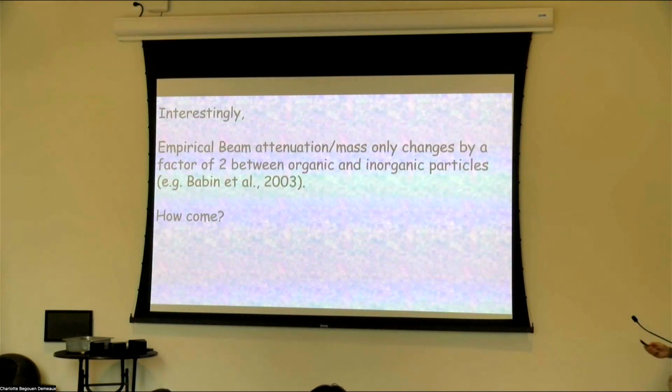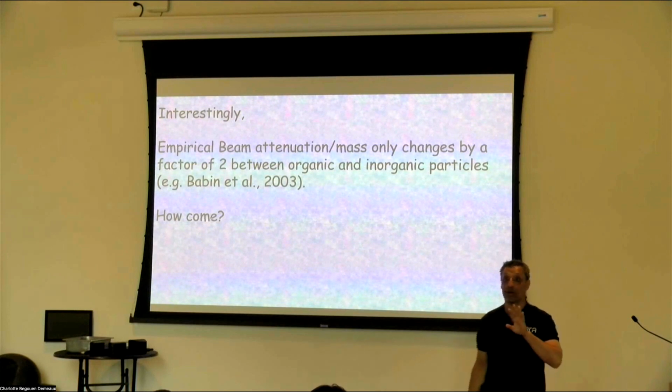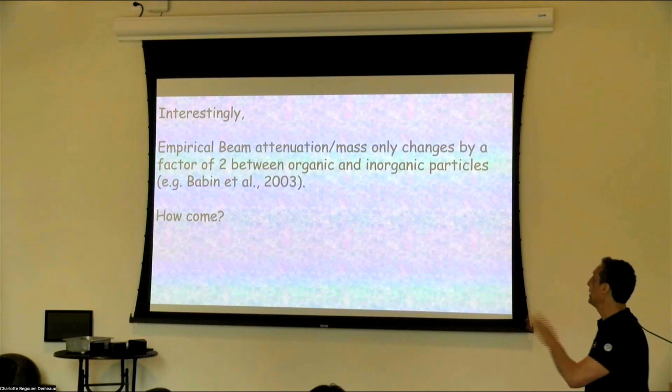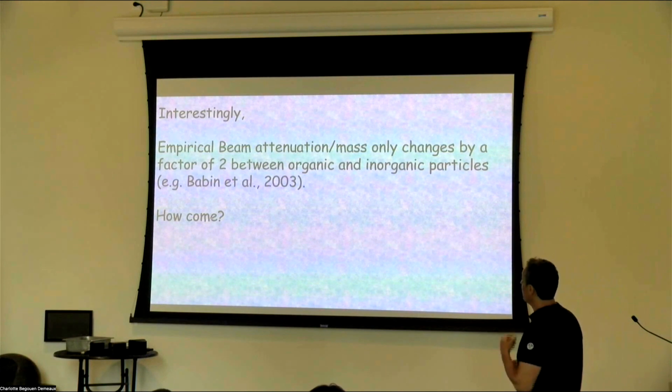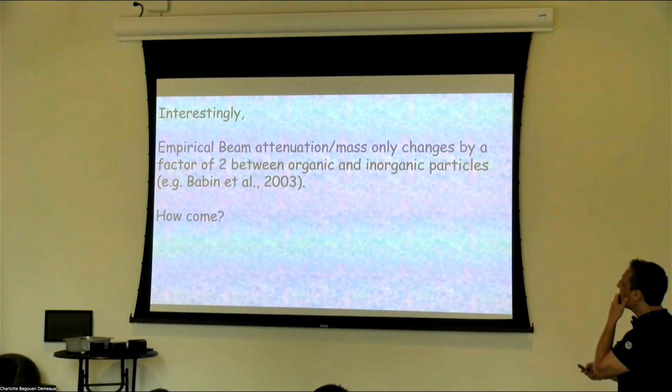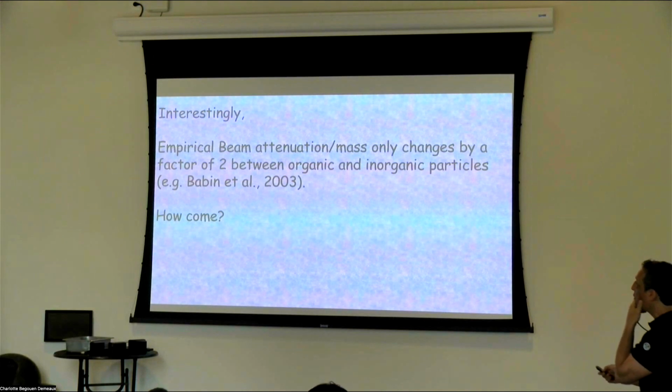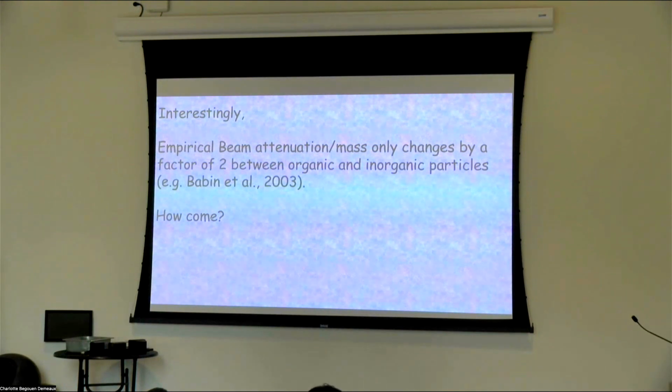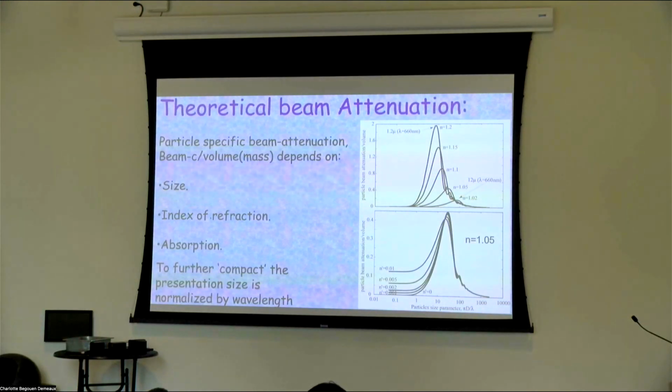So, interestingly, this is the interesting thing. I just told you how beam attenuation is so affected by volume. And then I'm telling you the empirical beam attenuation to mass ratio only changes by a factor of 2 between organic and inorganic particles. So how come this happens? How come between organic and inorganic particles, there's no big change in beam attenuation divided by mass, even though the index of refraction changes? Look at those changes. This is a big change.